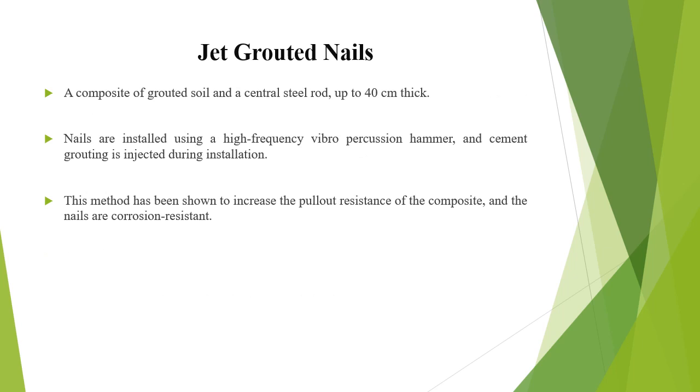Jet grouted nails, a composite of grouted soil and a central steel rod up to 40 centimeters thick. Nails are installed using a high frequency vibrating percussion hammer, and cement grout is injected during installation. This method has been shown to increase the pull-out resistance of the composite, and the nails are corrosion resistant.